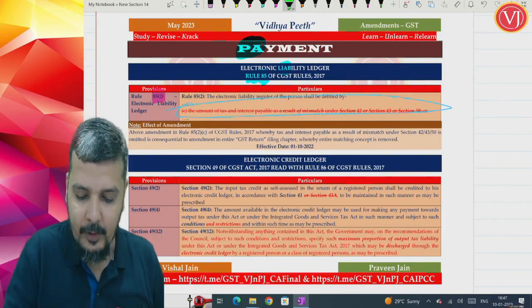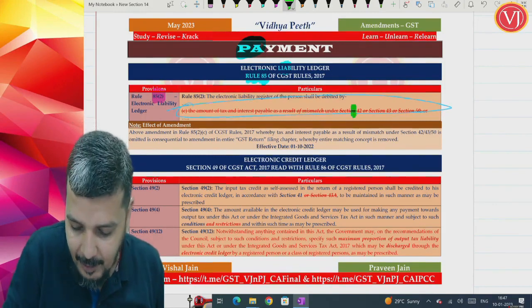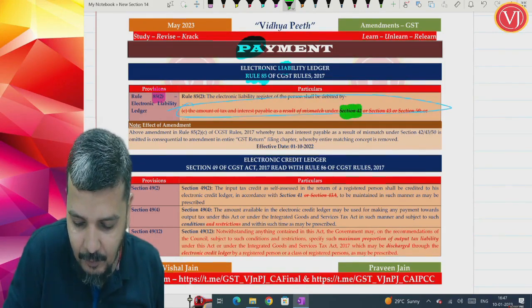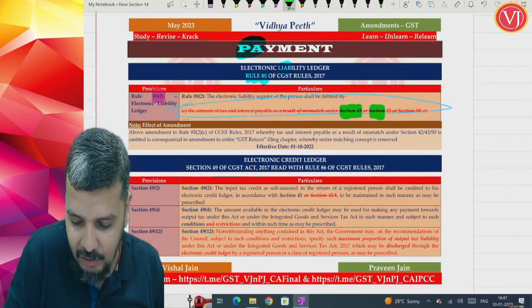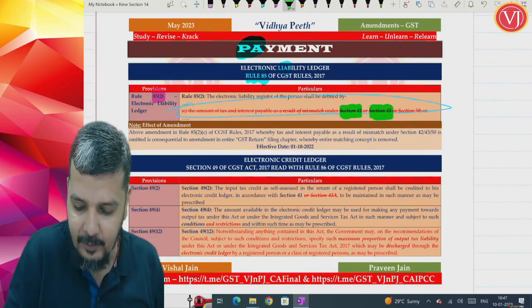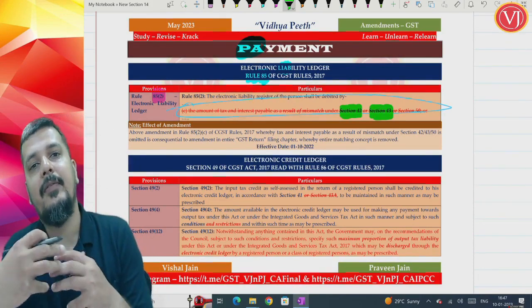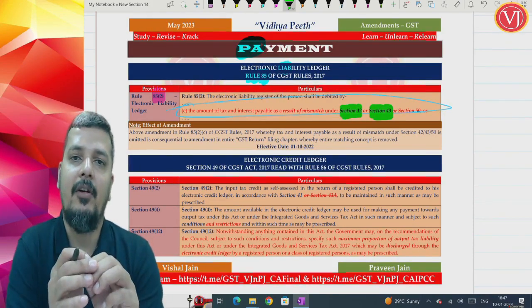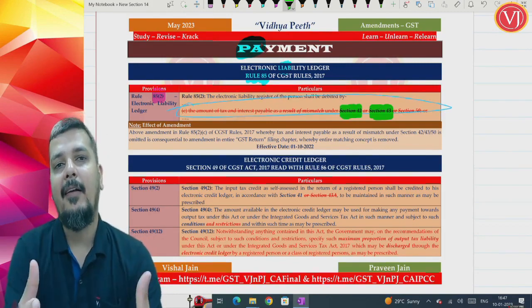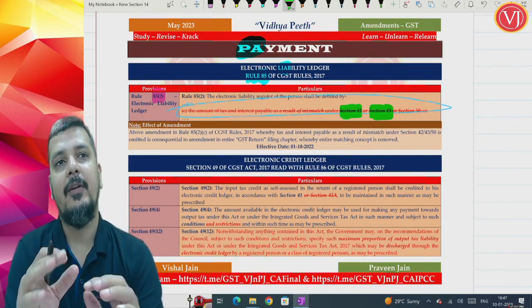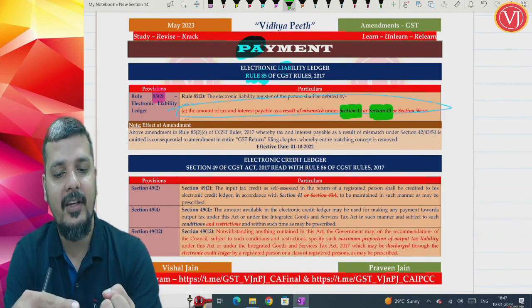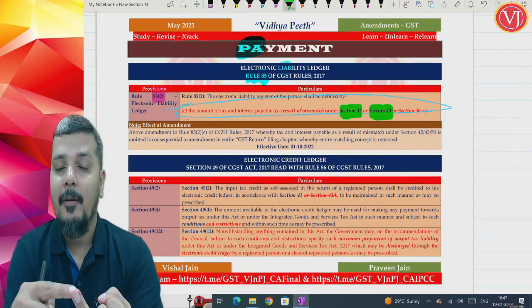If you see the returns chapter, you will find that section 42 and section 43 mismatch is no more there, and when mismatch is not there, there is no question of interest on mismatch. Understand that the mismatch concept was never there right from the beginning of GST. It was just in the provisions. You never had the GSTR2 concept, you never had the matching concept.